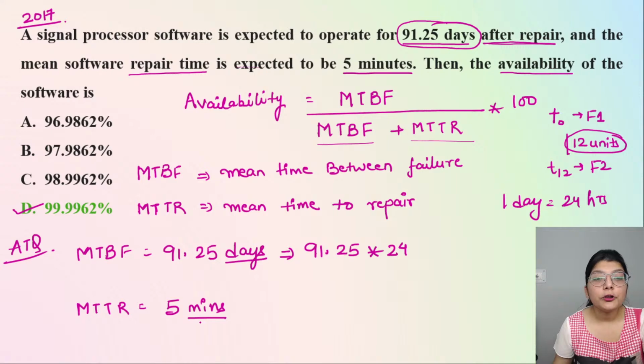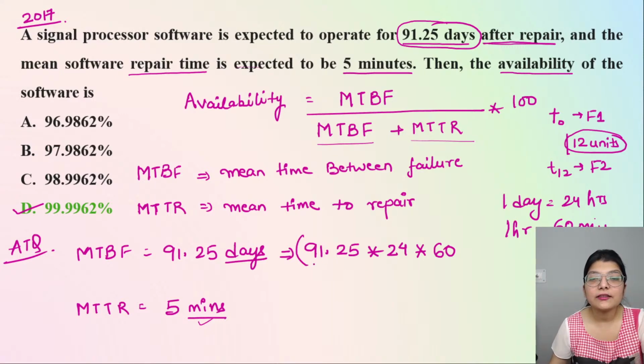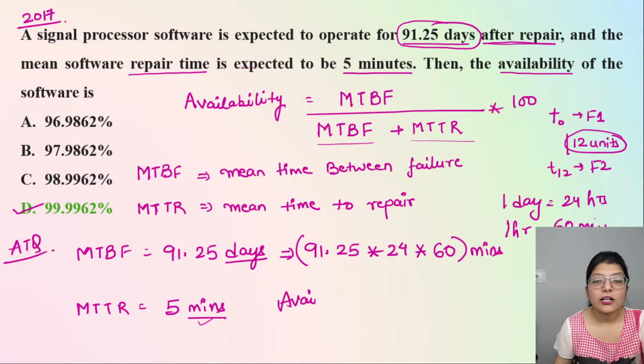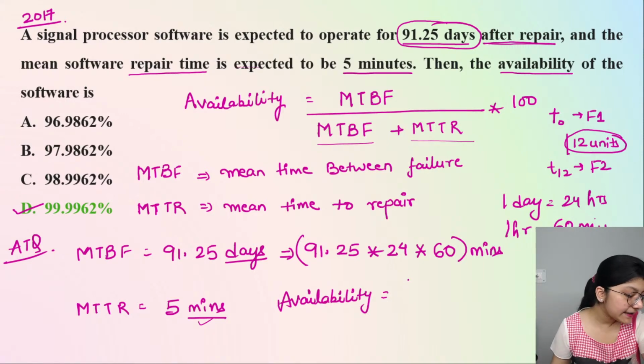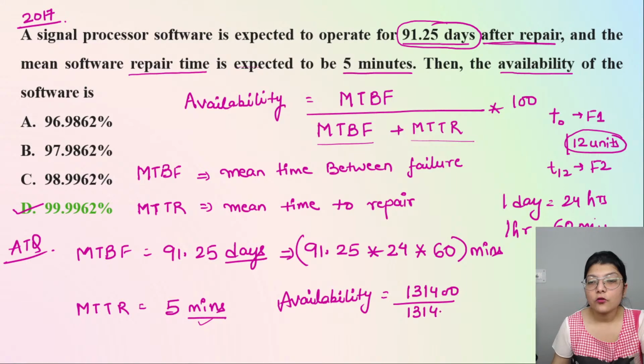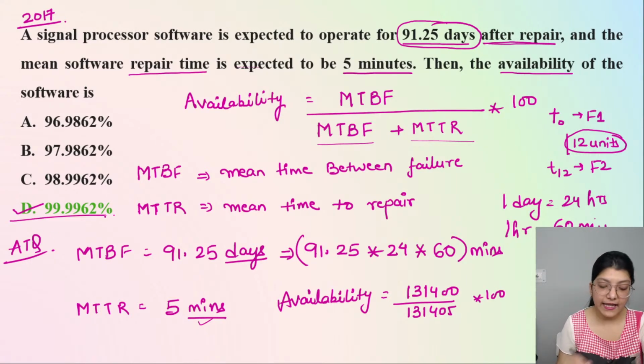Okay, and then I want to find the unit in minutes. So this means that I will multiply it by 60. Why 60? Because 1 hour has 60 minutes. So after doing this much calculation, I will get my answer in minutes. Okay, so when you apply this value in your availability formula, the total that you will get is 131400 upon 131405 into 100, and when you solve it, you will get option D as your answer.